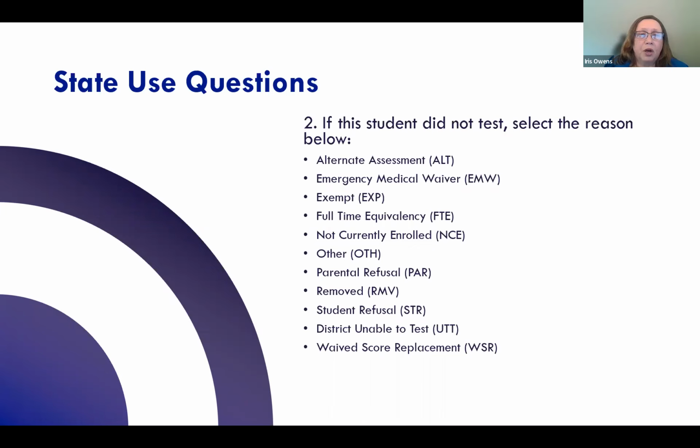Maybe they weren't part of the cohort. Then their district was unable to test. They were just not able to get the student in the seat with a test. Or we also have a score replacement option, and I'll talk about that a little bit later too. You will not see COVID as an option here. We did remove that. So that is not an option for why they didn't test this year.